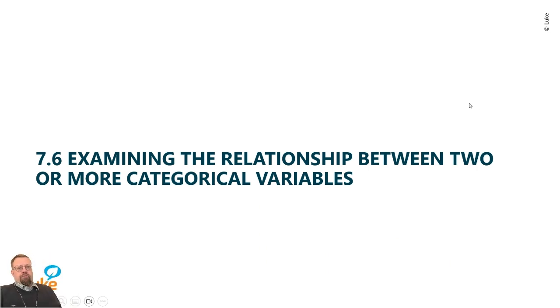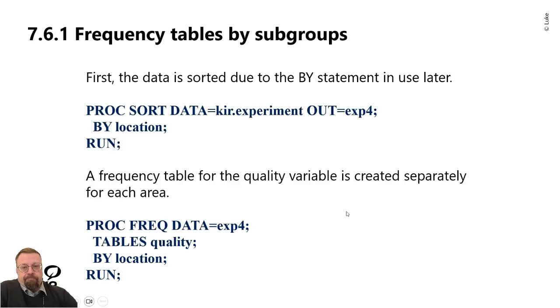But let's next go one step more complicated. We are examining the relationship between two or more categorical variables. First of all, we can do frequency tables by subgroups, so that's basically the same we did here, but we just define a grouping variable. We are doing the grouping in PROC FREQ in the BY statement, and for that reason we sort the data according to the same BY variable. So we have a PROC SORT with a BY location statement.